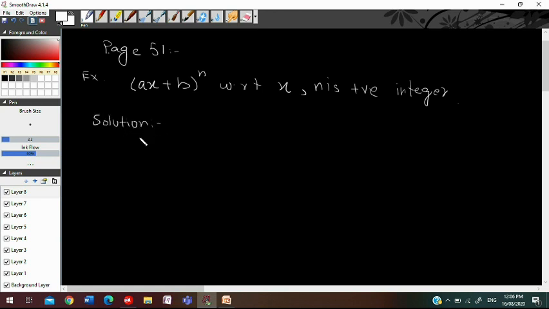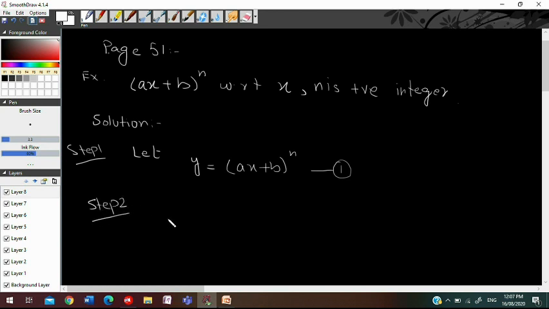The solution is what we have done in our previous exercise. Step one was we suppose y is equals to (ax plus b) whole power n. Any function which is given, we suppose that function is equals to y, and this is our equation number one. Then in step two we take increment in our function y. Instead of y we write y plus del y, a small increment in y as well as small increment of corresponding values of x, a then x plus del x plus b.